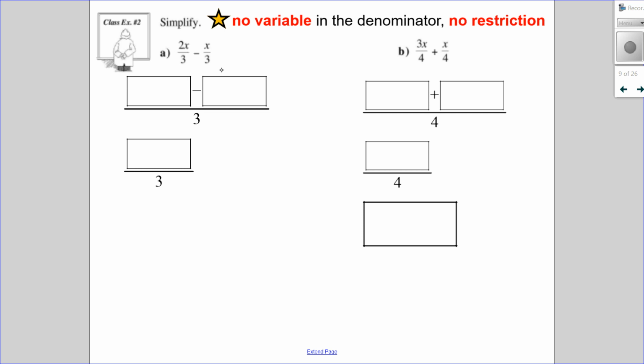So in the first one, my denominator is already the same. So I keep my denominator the same, and then I subtract my numerators. 2x take away x is just x over 3.